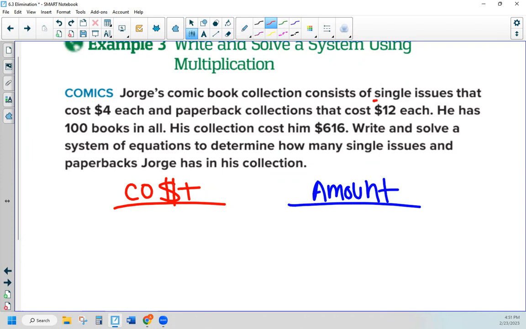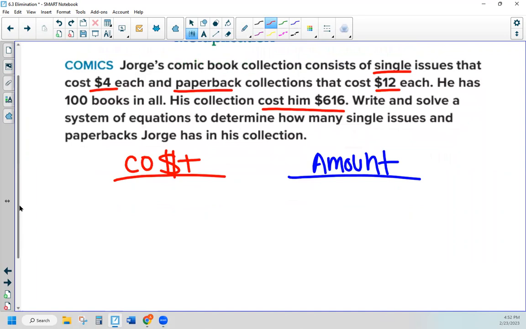Well, you have these single issues that cost $4 each. And then you have paperback ones that cost $12 each because they're a little bit fancier. And then it says that all these books cost them a total of 616. So there you have it. You have single issue, which is $4 each.